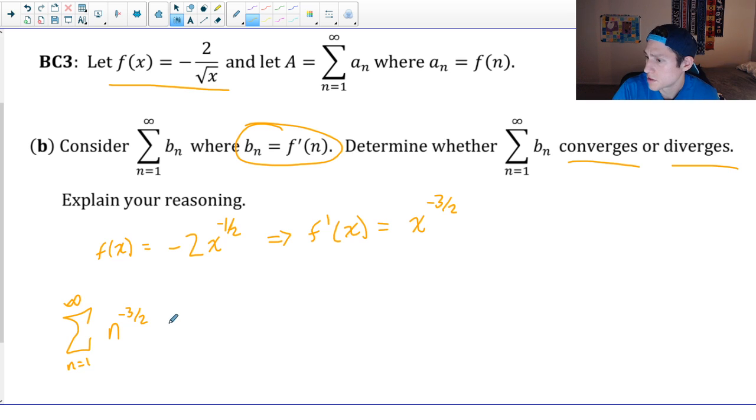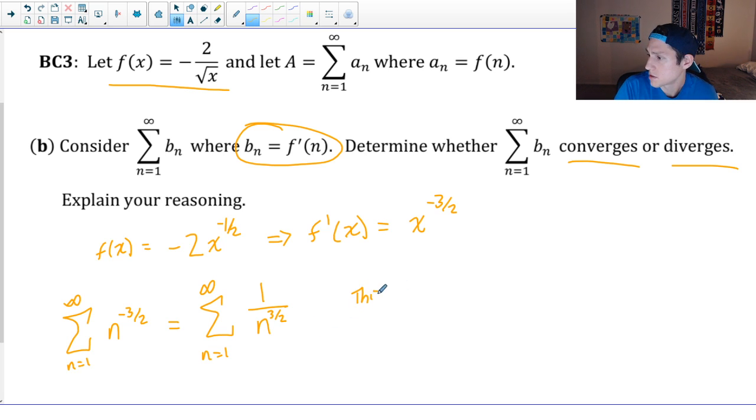So does this converge or diverge? Well, let me just go one step further in rewriting this. N to the -3/2 is the same thing as 1 over n to the 3/2. And hey, what do you know? This is just a p-series. So I just need to think about 3/2. Okay, what does that mean for me?